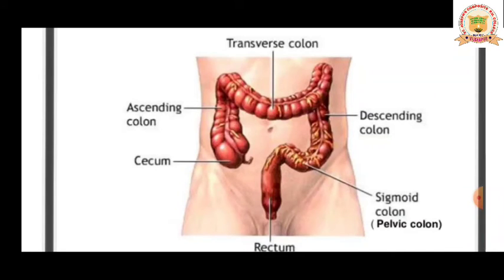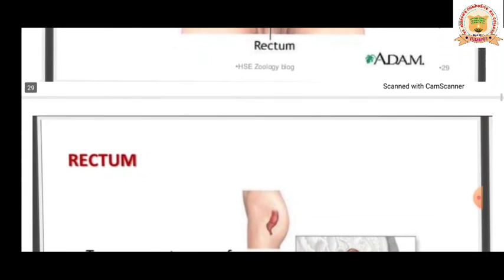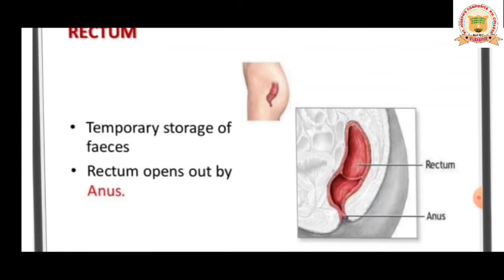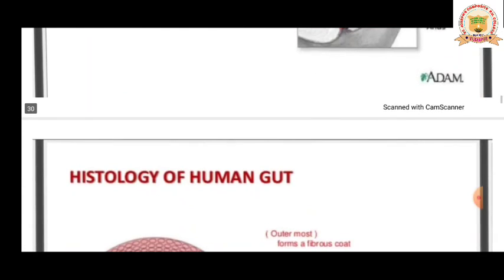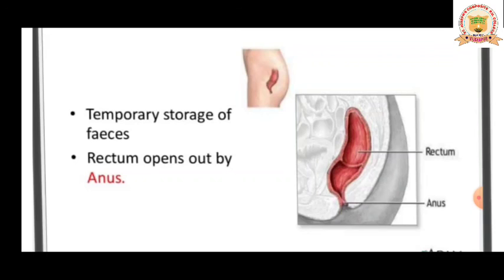The descending part opens into the rectum, which opens out through the anus. That is the last part of our alimentary canal. Temporary storage of feces takes place in the rectum. The rectum opens out through an opening through which we release our excreta or feces, and that opening we call the anus. So this is the last part of our alimentary canal.